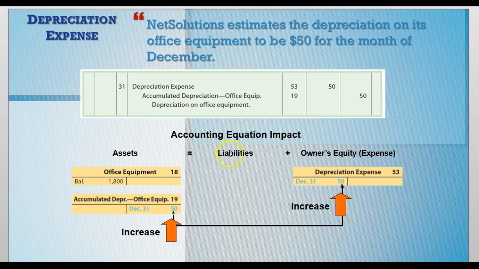And here is the next. Here's the actual depreciation expense. They've laid it out, it's $50 per month. So the depreciation expense is debited and the accumulated depreciation is credited. And you'll again see things are in balance. It doesn't touch the office equipment. It only touches the accumulated depreciation for office equipment.